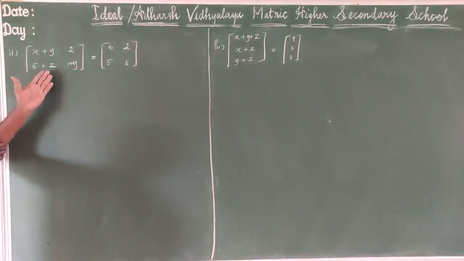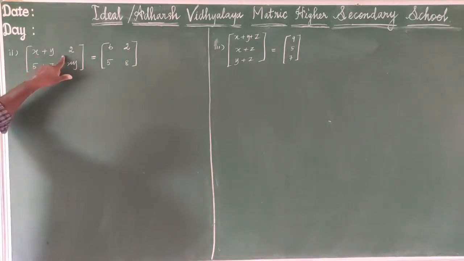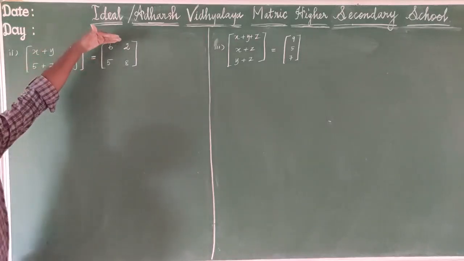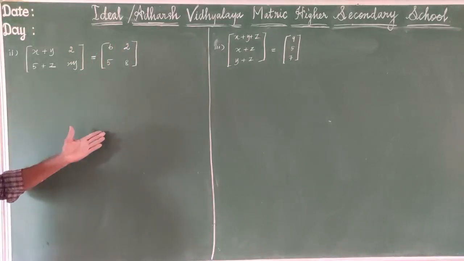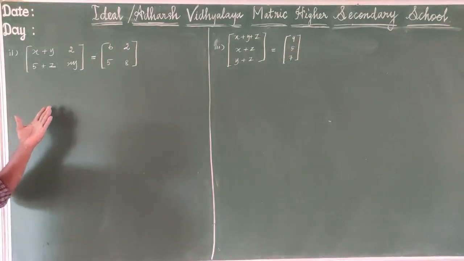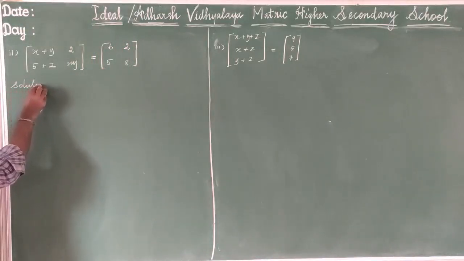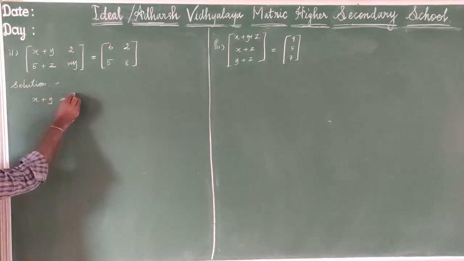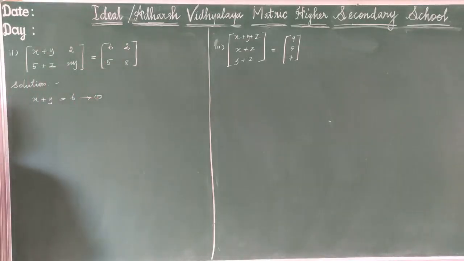Here also the given matrices are equal. That means both are 2 rows and 2 columns. So the given matrices are equal and the corresponding elements are also equal. Here x plus y is equal to 6. That is equation number 1.